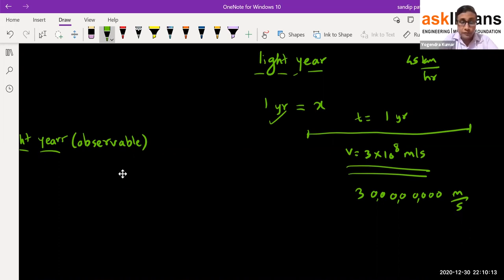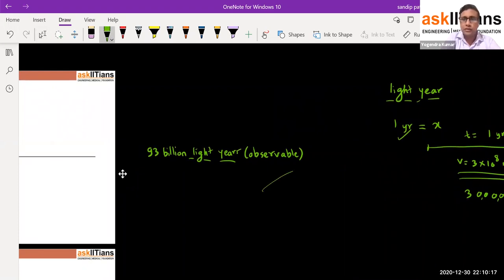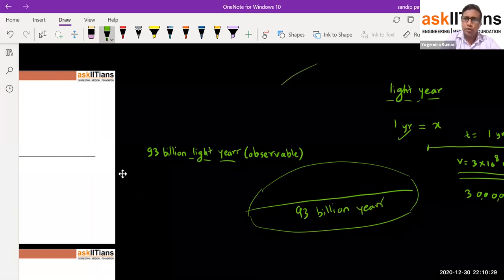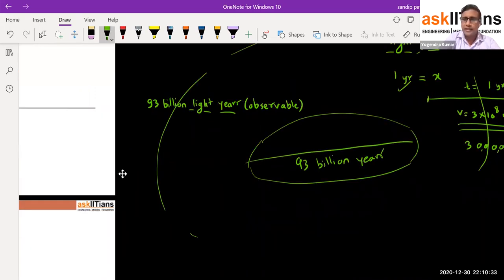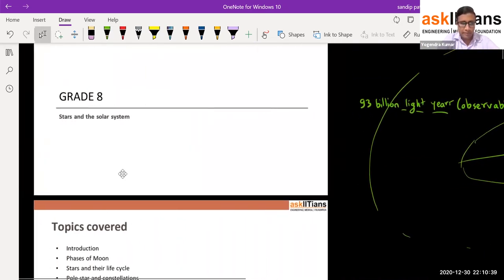And what we are seeing here is our observable universe. Consider this is the observable universe. Then this whole distance is 93 billion light years. This is only the observable. We don't know how much it extends, right? So we can say the universe is infinite. Okay. Chalo, so let's start with our chapter now.